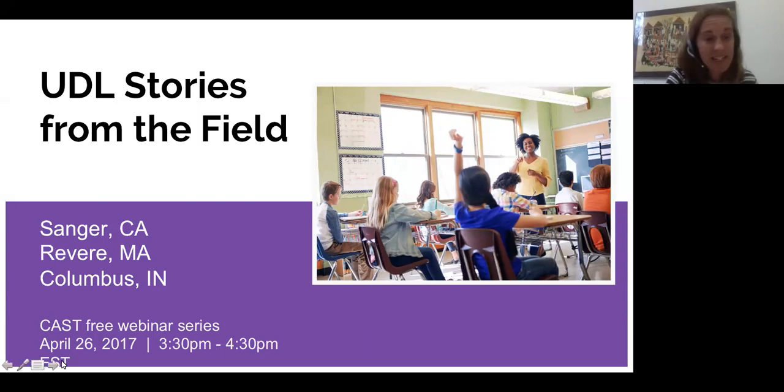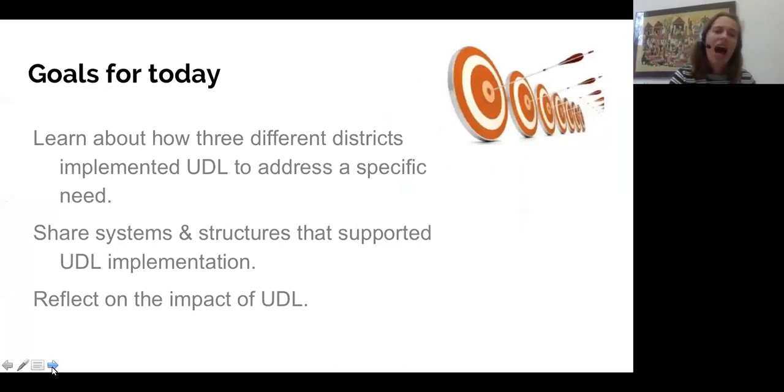So our goals for today. We know that learners vary, and similarly, schools and systems and districts vary, including how they integrate universal design for learning. So today we're talking with folks from 3 different school districts from across the country. We have folks from California, the middle of the country in Indiana, and out here on the East Coast in Massachusetts, so that we can hear about some of their UDL journeys, some of their UDL implementation stories.